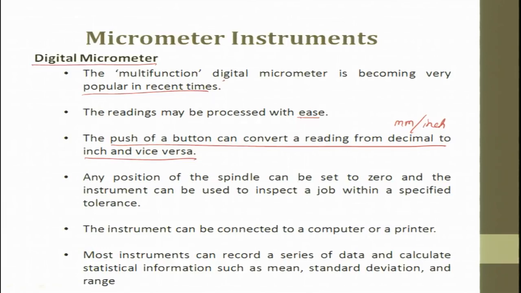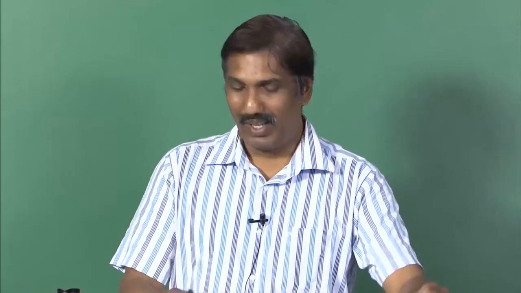Any position of the spindle can be set to 0, and the instrument can be used for inspecting a job without specifying the tolerance. That means to say, you have a standard, and then you reset the button of the digital and make it 00, and henceforth from that 25 you just check the variation alone.